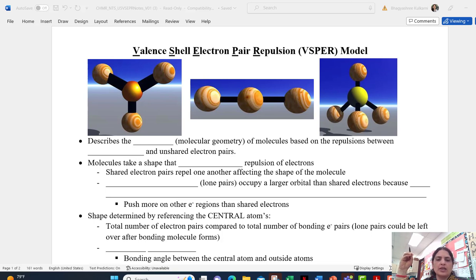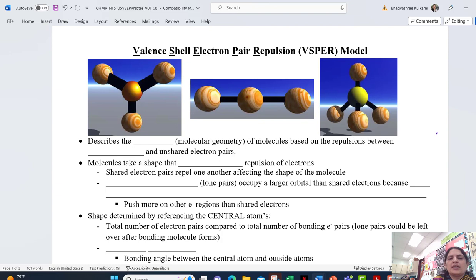You will find these blank documents on Canvas and also attached to this video. The VSEPR model describes the shape, which is the molecular geometry. That's the term we are going to use for the shape of molecules, based on the repulsion between shared electron pairs and unshared electron pairs. The unshared electron pairs are also called lone pairs of electrons.